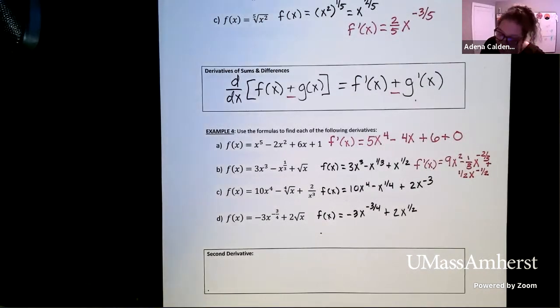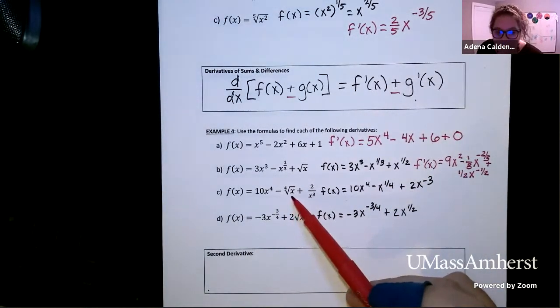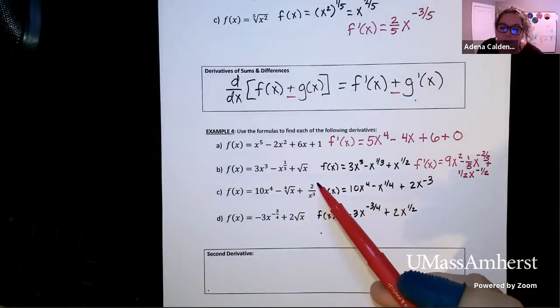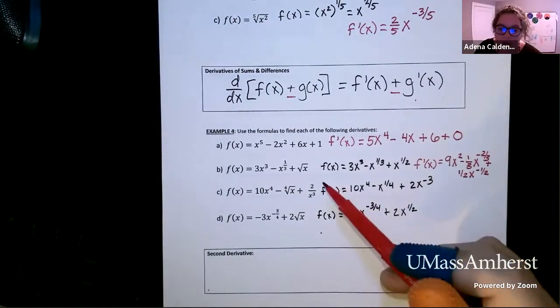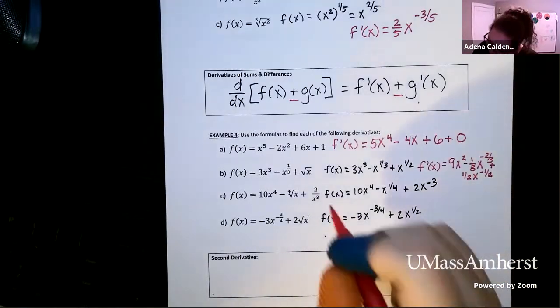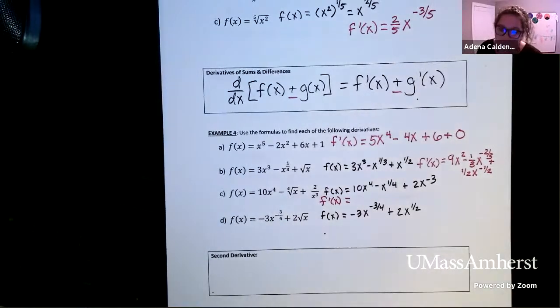For part C, I also have to rewrite this. So this is my rewrite. 10x to the fourth stayed the same, but here the fourth root of x becomes x to the 1/4. And then 2 over x cubed becomes 2x to the negative 3. I needed to bring that up from the denominator in order to be able to work with that. So once I've rewritten it, I can take the derivative term by term.